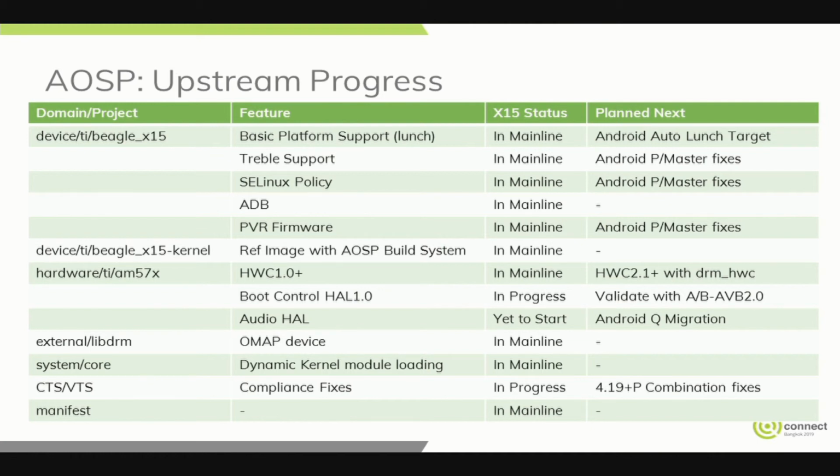Device Beagle X15 kernel project is basically the reference image which is needed for ensuring the image is built from the Google build system, and it is needed for their CI loop and better updatability, and this is one of the requirements, and that project is also actively tested with the CI loop and also LKFT.